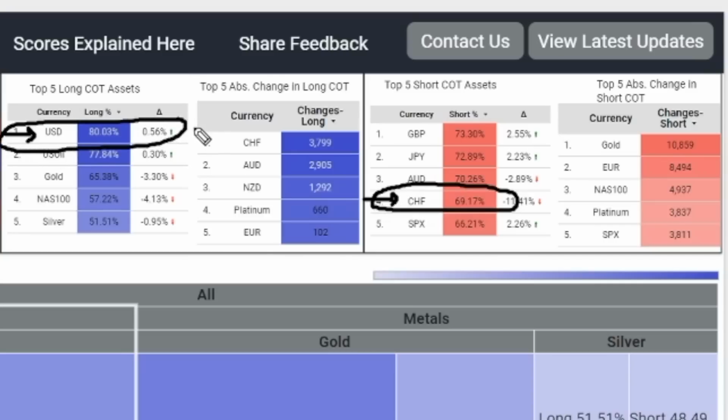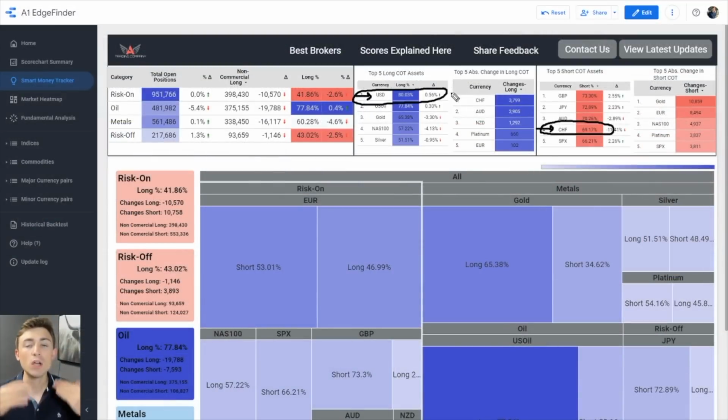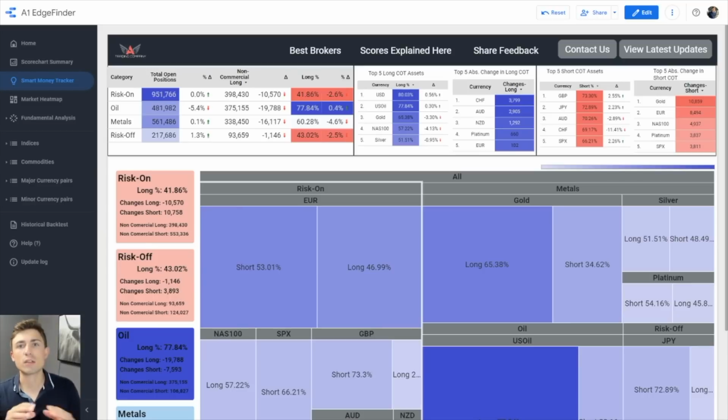I use this tool very often to track what big money, smart money, institutional traders, whatever you want to call them, are generally positioned on, and then I use it to my advantage to try and position myself, in most cases, with the smart money traders.